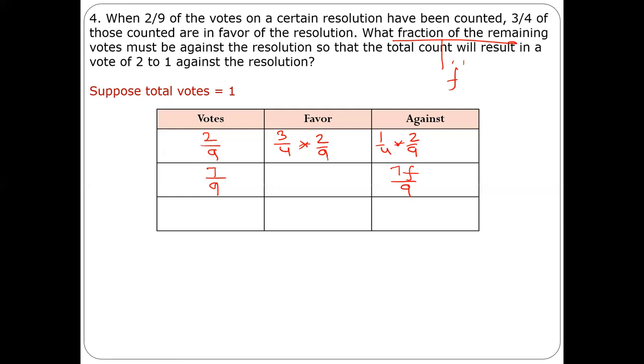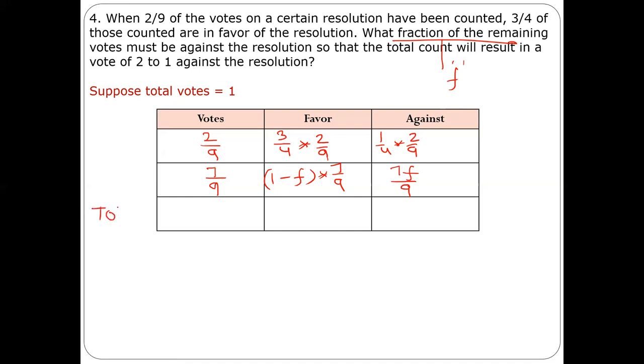By the way, if F fraction of the remaining votes are against the resolution, what fraction of the remaining votes are for the resolution? If F is against, then 1 minus F will be for. Are you guys with me? Right? Okay. Now, so total would be how much?